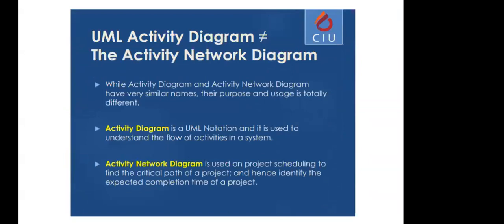Another confusion that happens on the student side is that they assume that activity diagram is the same as network diagram because their names are very similar. Remember that activity diagram is a UML specification. It is part of the UML design, so it is used more with the software industry. And no other industry, as far as I know, uses them as much as we do, whereas the network diagram is not something specific to our field.